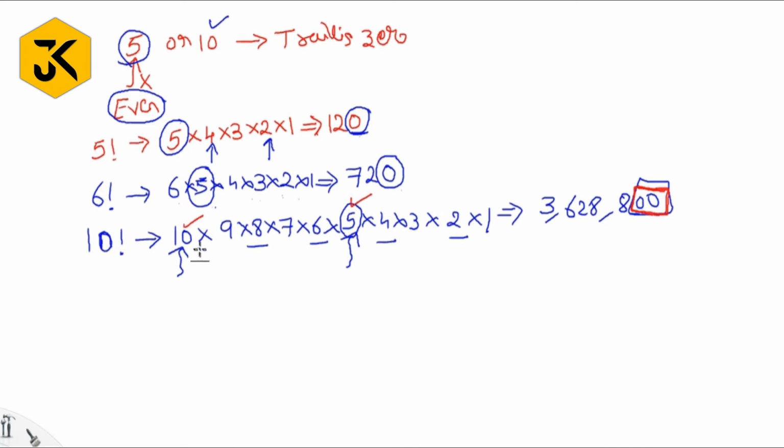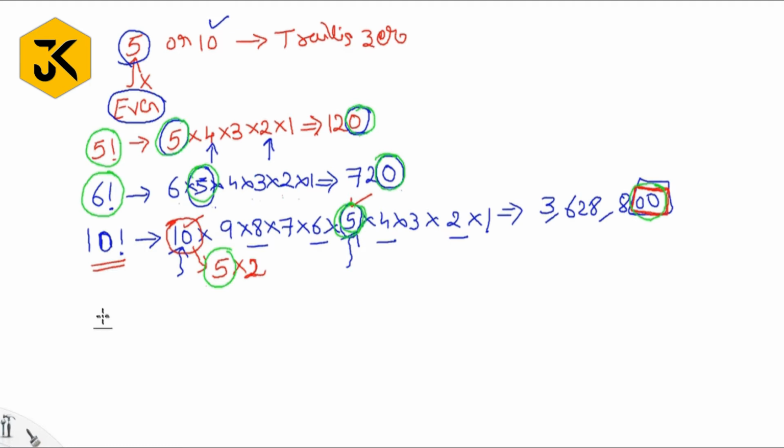Okay, so in order to simply generalize my terminology, I am going to write 10 as 5 into 2. 5 into 2 means, in my 10 factorial, I am having two 5s. I got two trailing zeros. In my 5 factorial, I got one 5, so I got one trailing 0. In my 6 factorial, I got one 5, so I got one trailing 0.